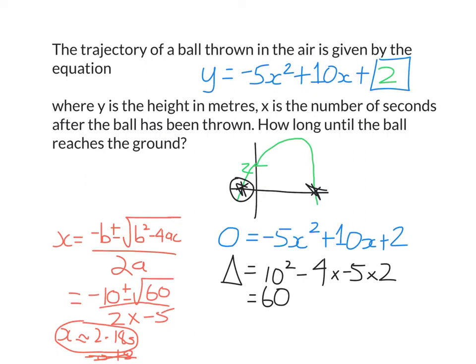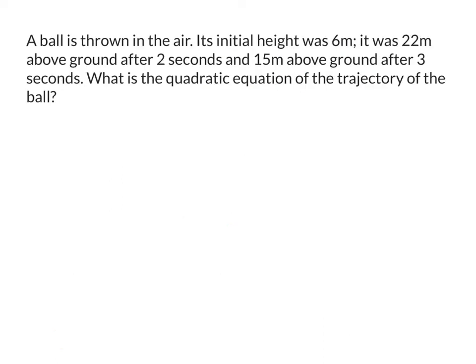All right, let's now look at a harder question involving this ball in the air. So let's look at this question. Another ball is thrown in the air. Initial height 6 meters. It was 22 meters above ground after 2 seconds, 15 meters above ground after 3 seconds. And now we're asked to find the quadratic equation of the trajectory of the ball. Almost all the applications involve finding an intercept or finding a turning point. This is just one of those really hard questions where we've actually got to find the equation, a quadratic equation.